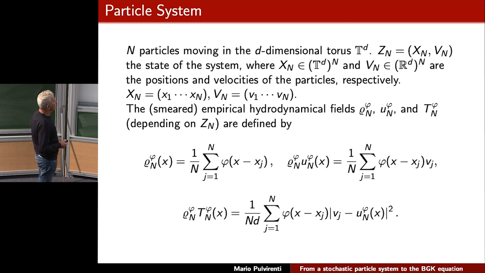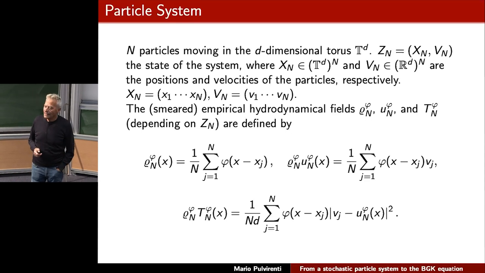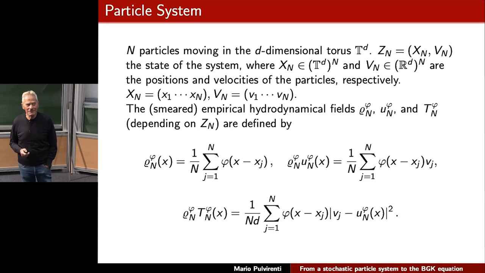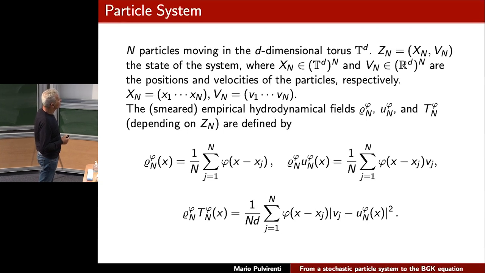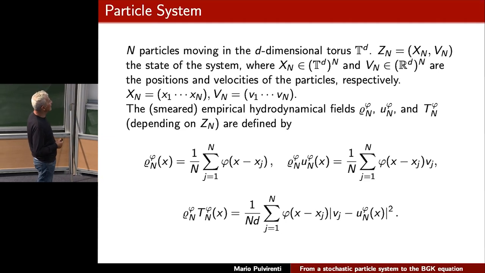If you do this, the reason is that if I consider an n-particle system, I have to define what are the empirical fields. And so I do it in exactly the same way. I consider the d-dimensional torus. Z_n is a collection of positions and velocities. This is the notation. And so you define the empirical hydrodynamical fields, rho_n^phi, u_n^phi, and T_n^phi, according to this formula.